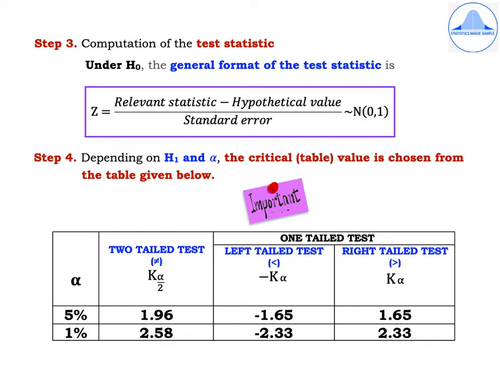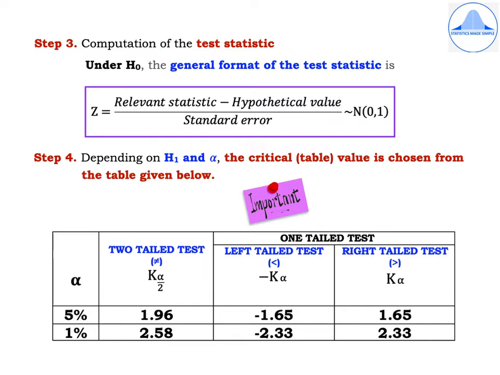Now, the fourth step is depending on H1 and alpha, the critical value or the table value is chosen from the table given below. These 6 values are easy to remember. If you can't remember these values, you will obtain these values from the statistical tables. But I suggest that you memorize all these 6 values as they are very simple. So let me now explain the critical value table.